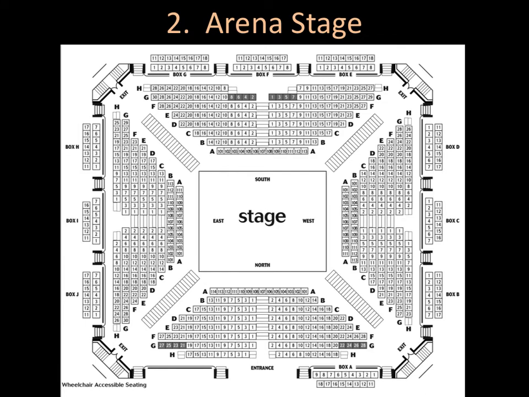Now, an arena stage doesn't have to be round. It can be square. It can be any shape, actually, but the defining feature of an arena stage is the fact that the audience surrounds the playing area. No matter where an actor turns on the stage, they're going to be facing audience members and turning their back to audience members. So obviously this takes some getting used to for actors as well as audience members. We'll talk about that in a little bit.